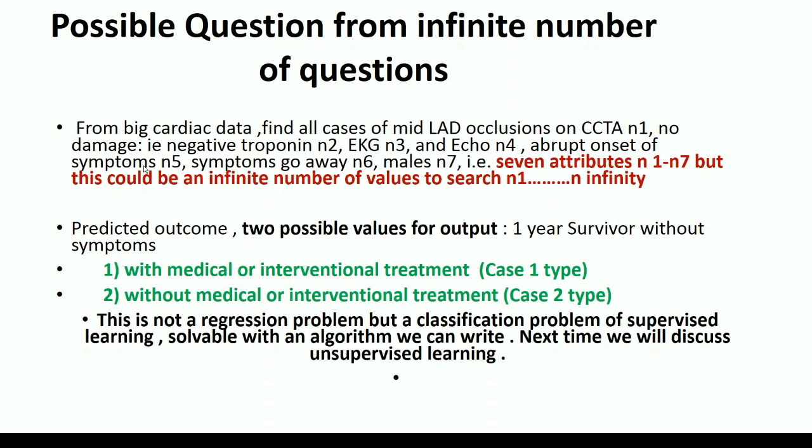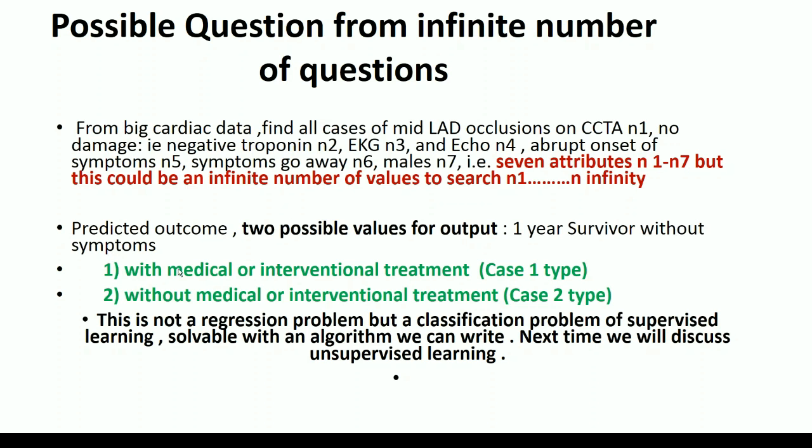The abrupt onset of symptoms could be number 5 that we're searching for. Symptoms go away, number 6, males, number 7. So we've found here 7 attributes, N1 through 7. But this could be an infinite number of values to search, 1 to infinity, but we're capable of doing that within Watson. Predicted outcome: if we have 2 possible values for output, 1-year survivor without symptoms is our output that we're interested in.